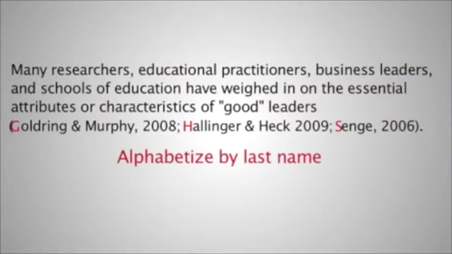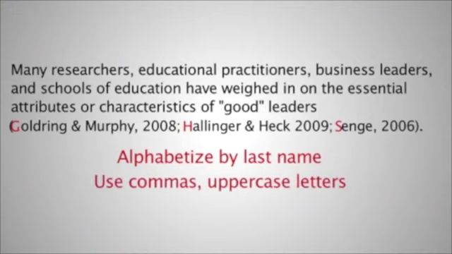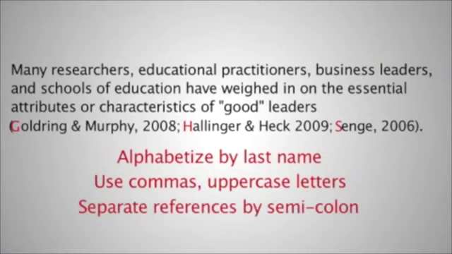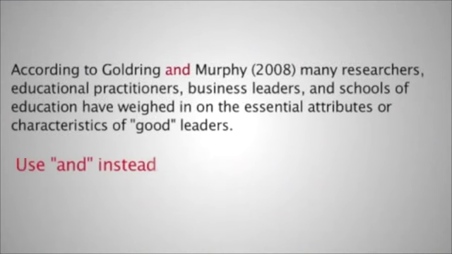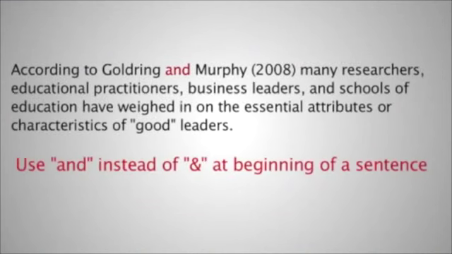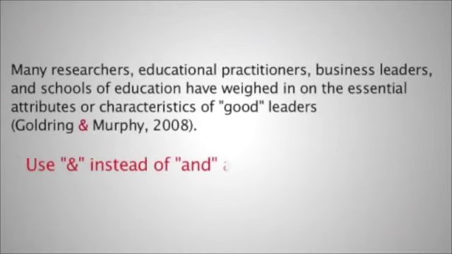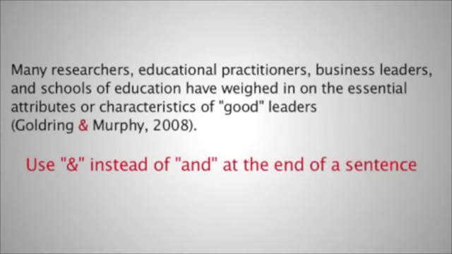Alphabetize the list of references in the written text according to authors' last names, not by year. Use commas, uppercase letters, and separate references if there are more than one reference by a semicolon. Use "and," that's A-N-D, instead of the ampersand when using a reference at the beginning of a sentence. Use the ampersand instead of A-N-D when using references at the end of a sentence.